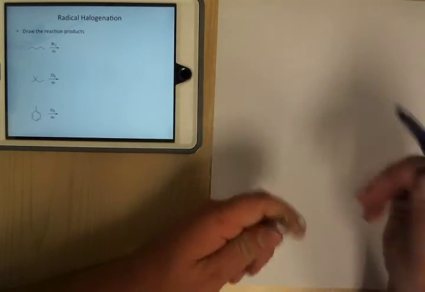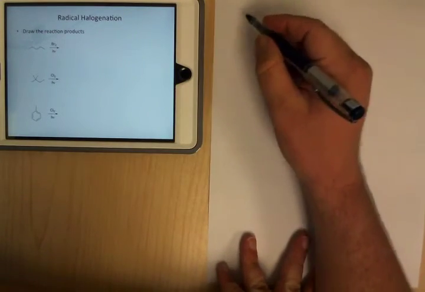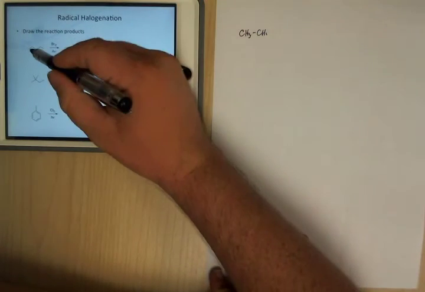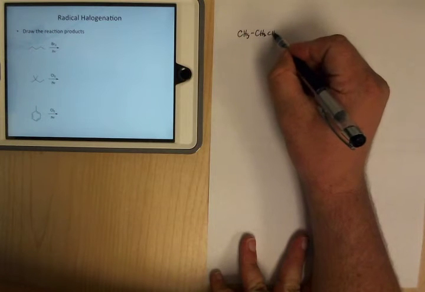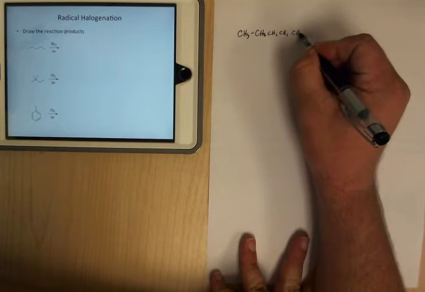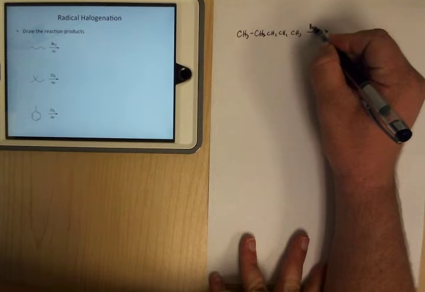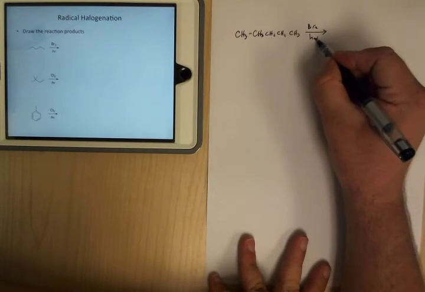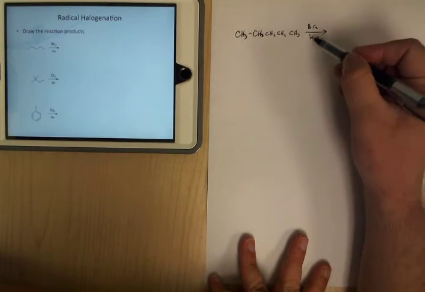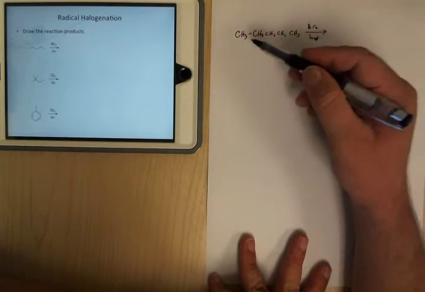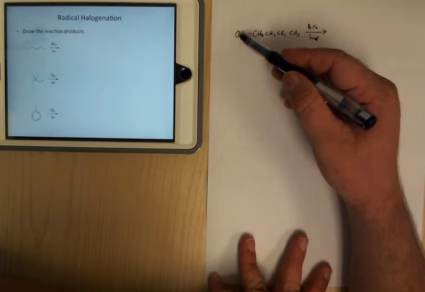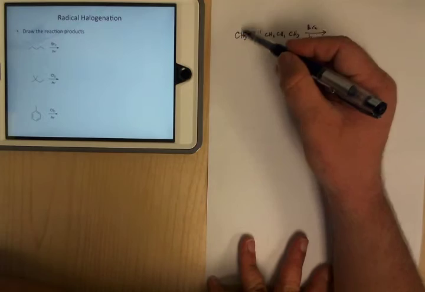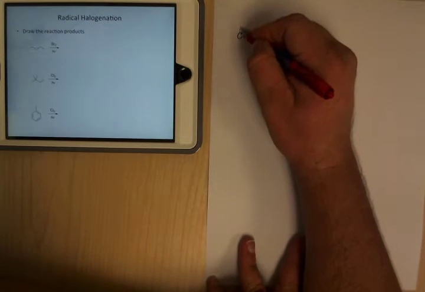Okay, so if we have this, CH3, CH2, I'm just going to go ahead and draw this out: CH2, CH2, CH2, CH3. We had bromine and light. That there looks like hν, but it's not; that's light. And so the question is, is this an alkane C-H? Yes, so we can get a reaction there.